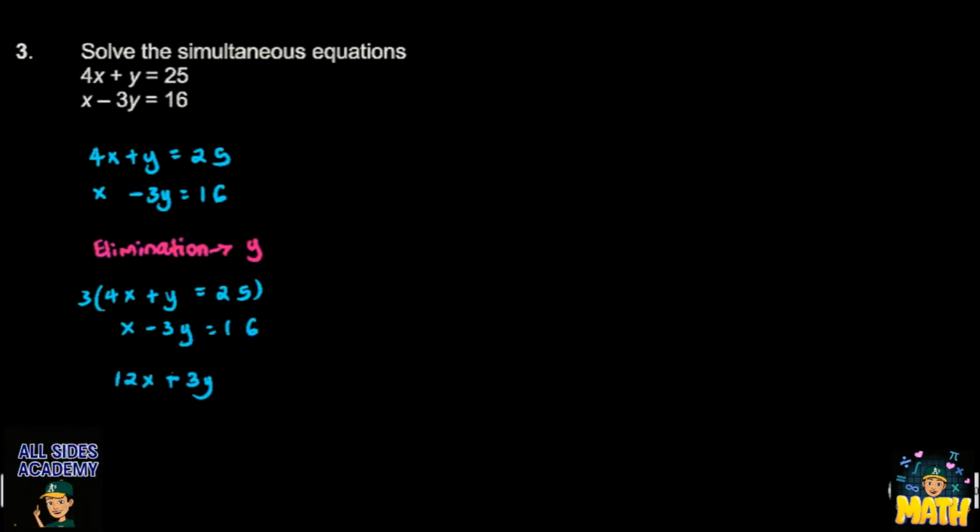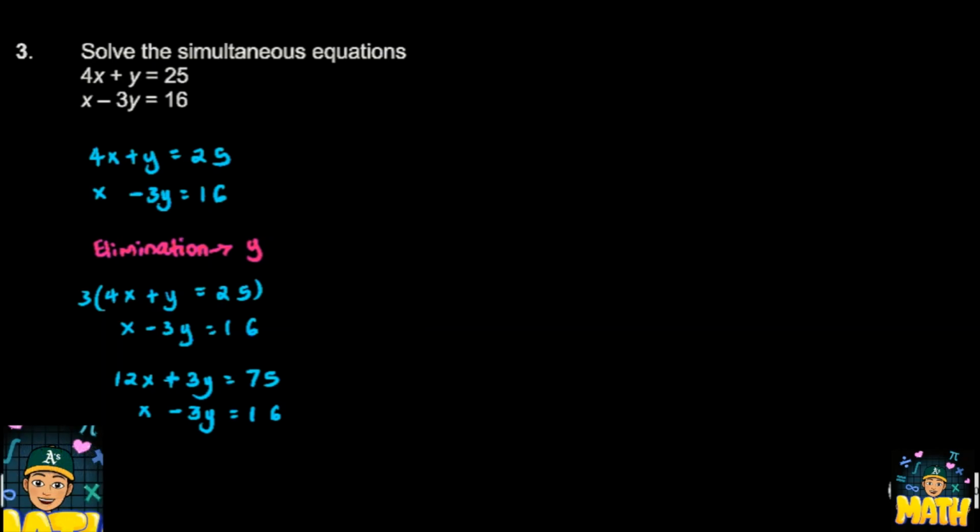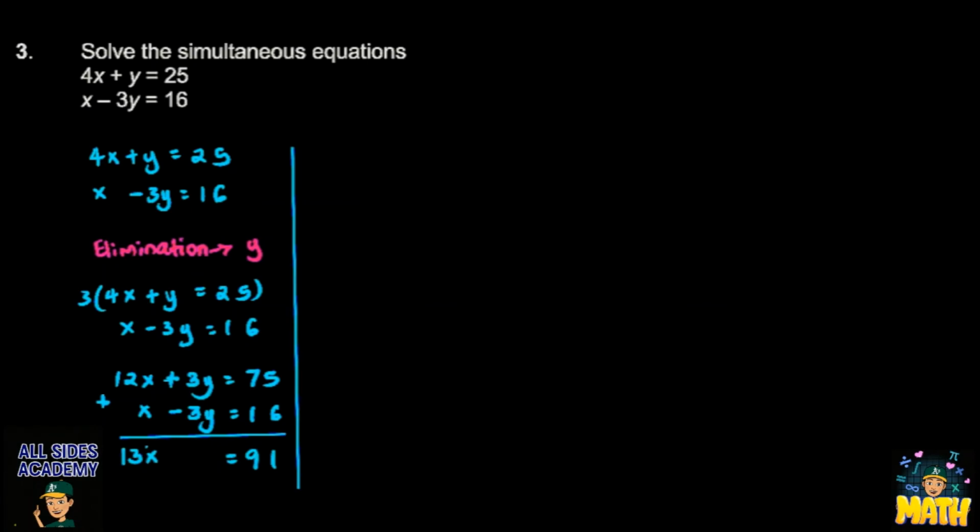So 12x plus 3y equals 75. Then x minus 3y equals 16. Now, when the two numbers that you want to eliminate have different operations, that's a positive and a negative, you add the equations for you to be able to eliminate the letter. So that's what I'm going to do here. I'm going to add the two expressions. So 12x plus x gives you 13x. And then, of course, on this other side, we have 91.